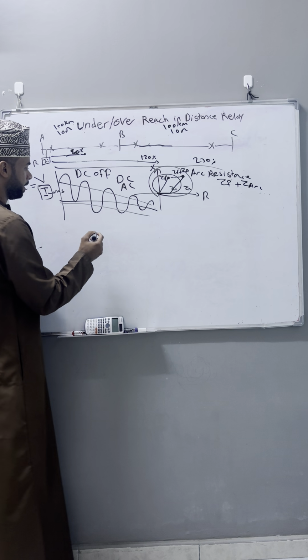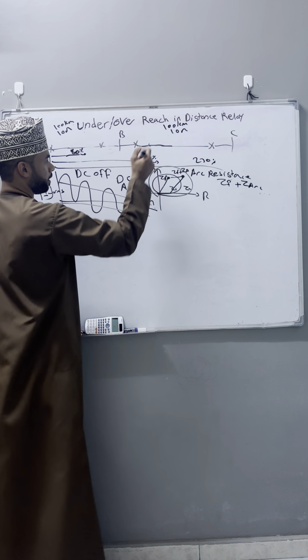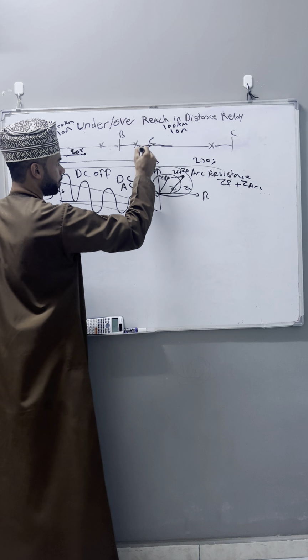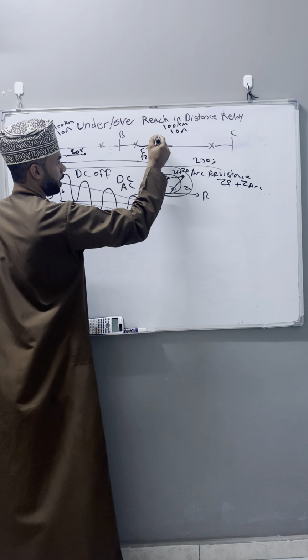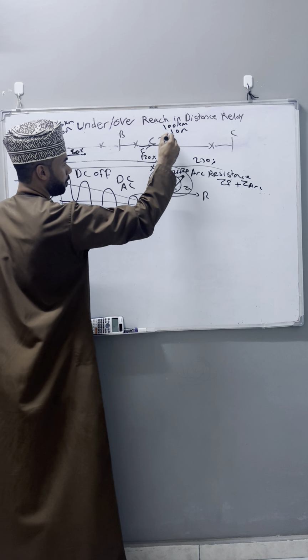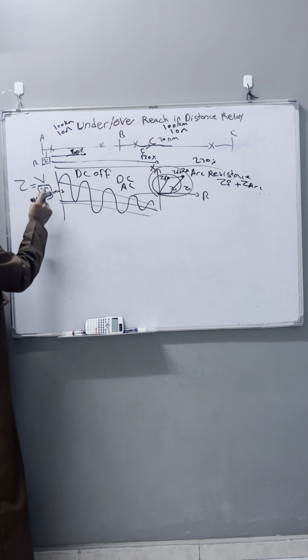Now assume the fault here. Let's take this small single line diagram. The fault is happening here in zone 2. This is the fault point. This fault is happening after 20 kilometers, let's say, from substation B. Now let's calculate the current.